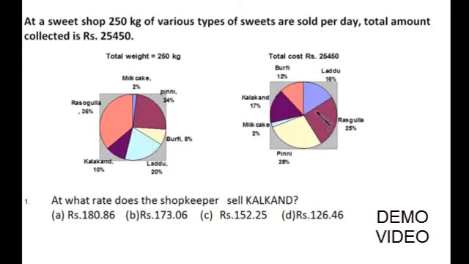Now here the total cost is 25450, that is 25,450 rupees. Now burfi makes up 12% of that, kalakand 17%, milk cake 2%, pinni 28%, rasgulla 25%, and laddu 16%, right?